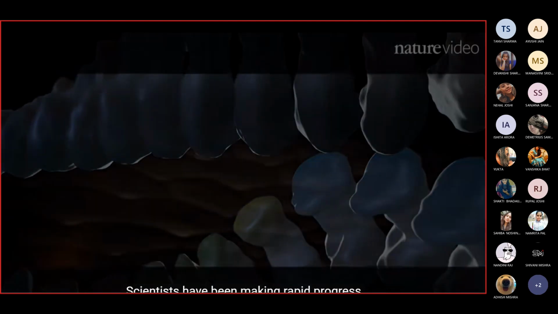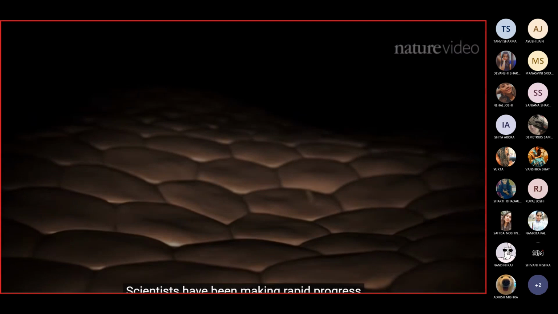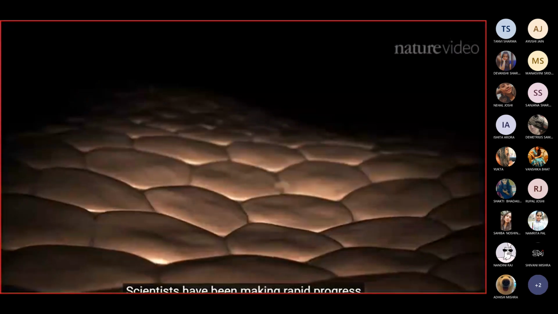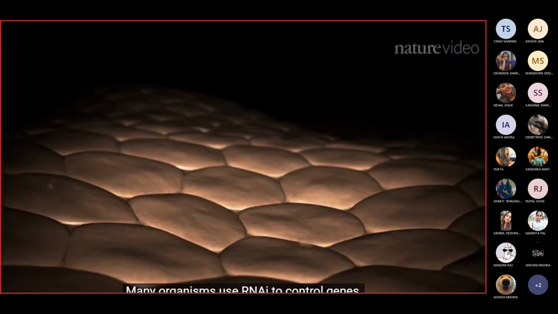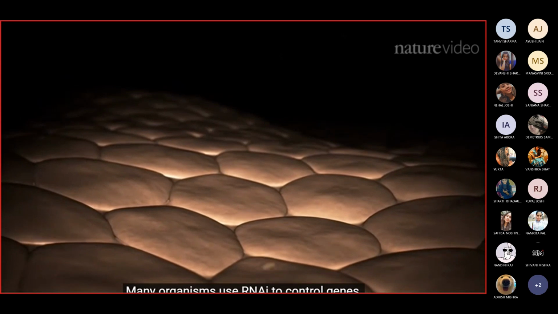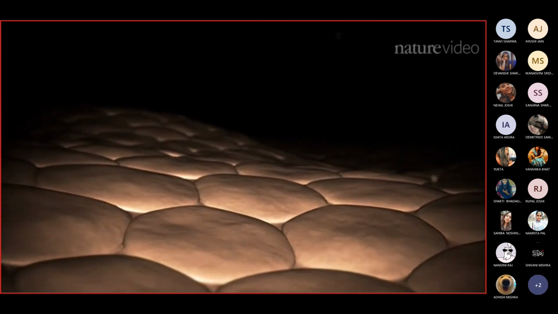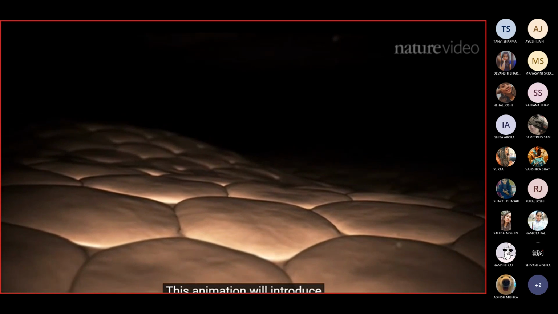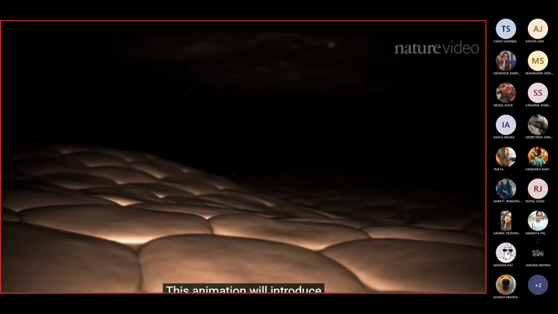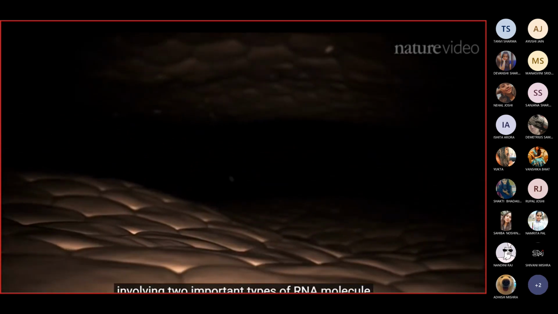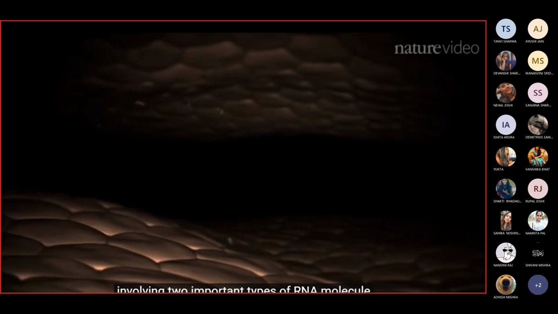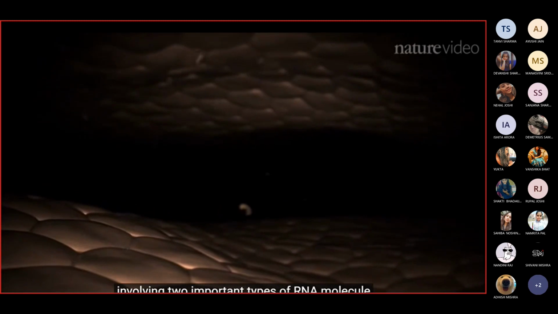Scientists have been making rapid progress in understanding RNA interference, or RNAi. Many organisms use RNAi to control genes, and it can also be used as a tool in the laboratory, and in the future perhaps as a therapy. This animation will introduce you to the principles of RNAi involving two important types of RNA molecule, small interfering RNAs and microRNAs.